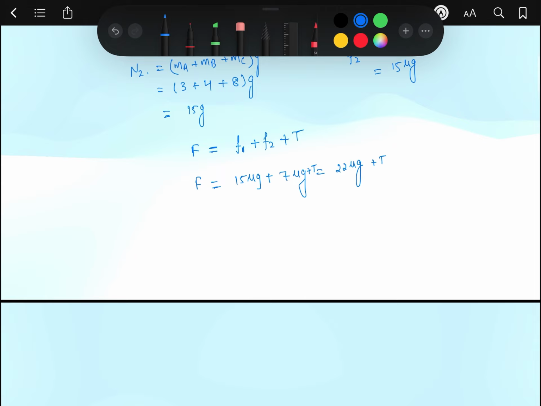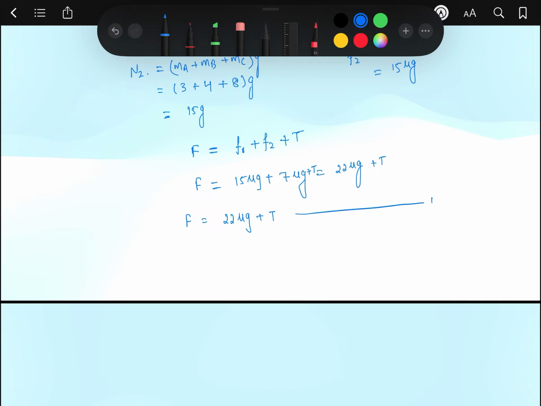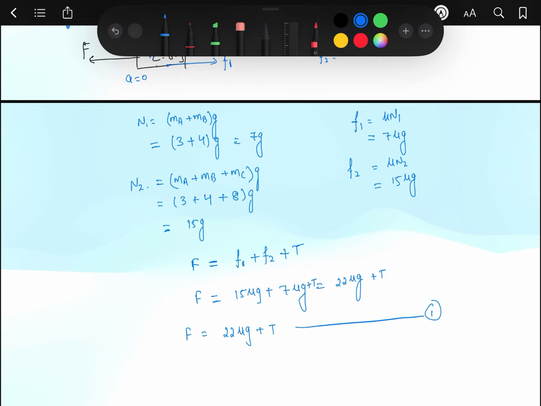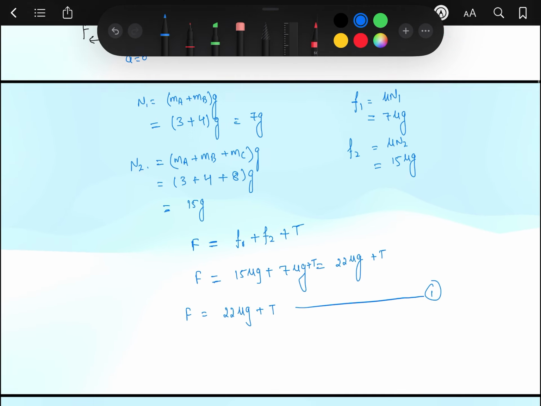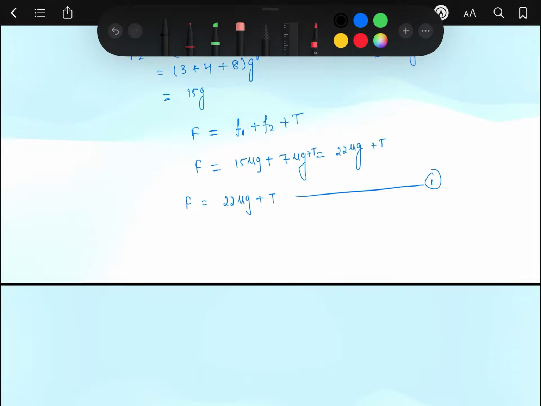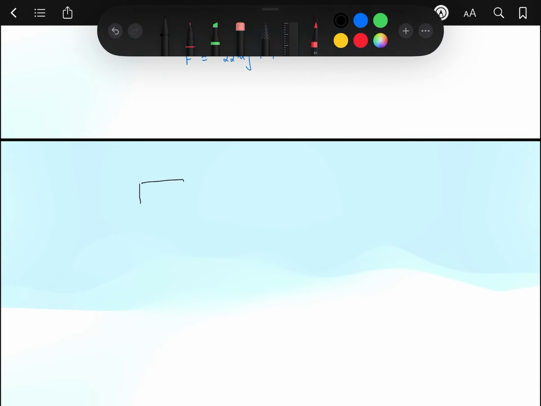So this equation of motion for this block C will be F is equal to 22 mu G plus this tension force. Let me call it equation number 1, right? Now I will be drawing the free body diagram for this block B. So here is our block B. On block B there is a tension force acting in the rightward direction, and due to this tension force this body is having a tendency to move in the rightward direction.